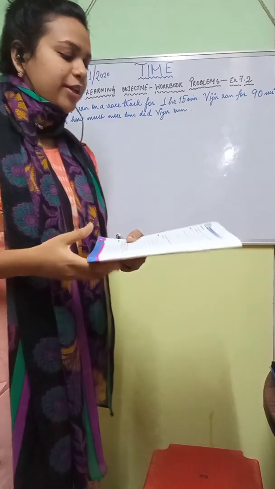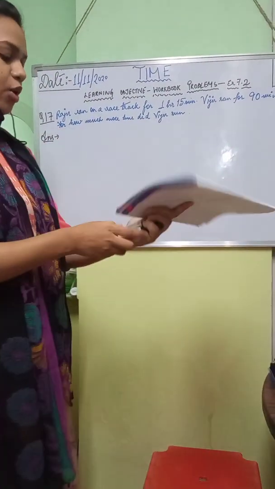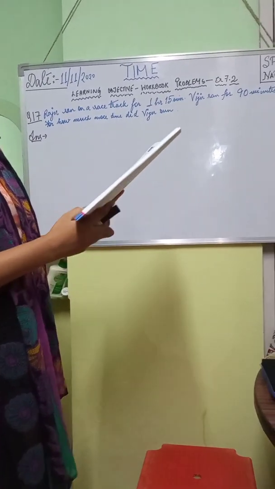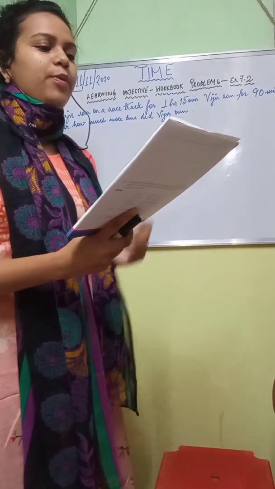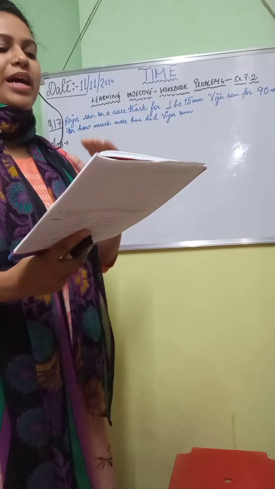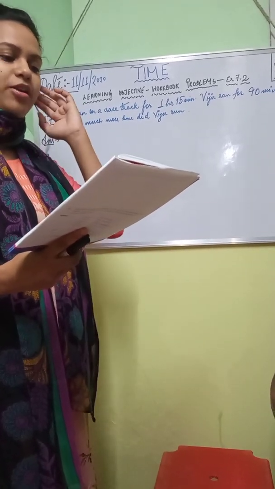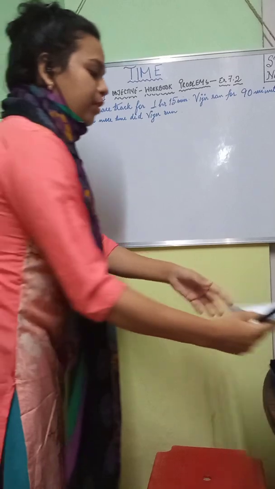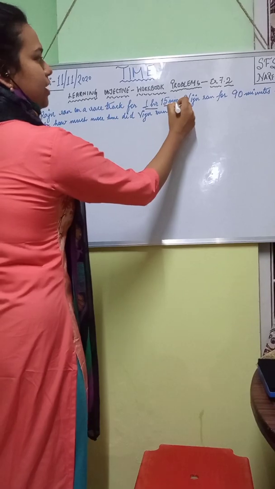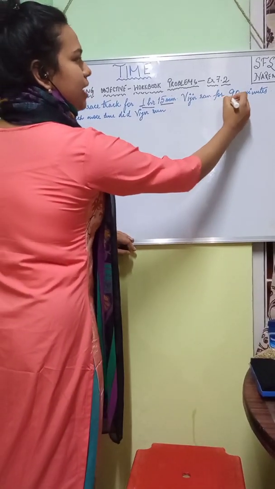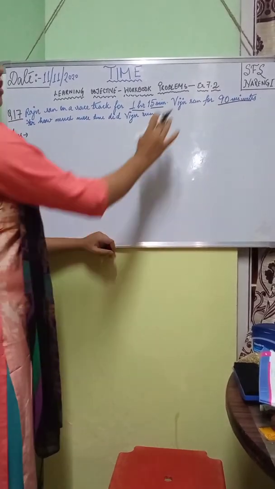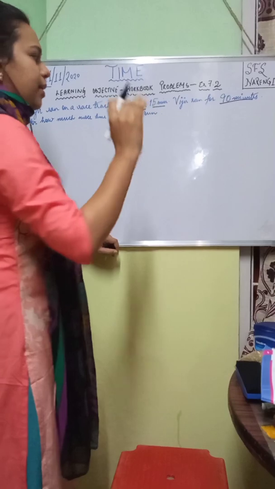In question number 17, you have that Raju ran on the racetrack for 1 hour 15 minutes. Viju ran for 90 minutes. How much more time did Viju run than Raju? So here, you have Raju's time, that is 1 hour 15 minutes, and Viju's time, that is 90 minutes. The first thing that you do is convert Viju's time into hours and minutes.